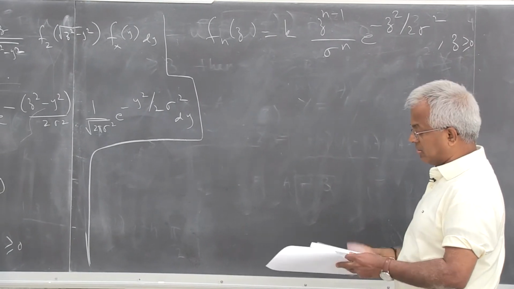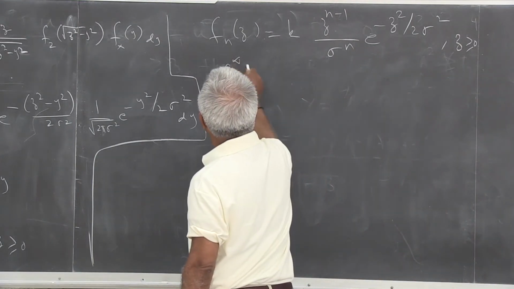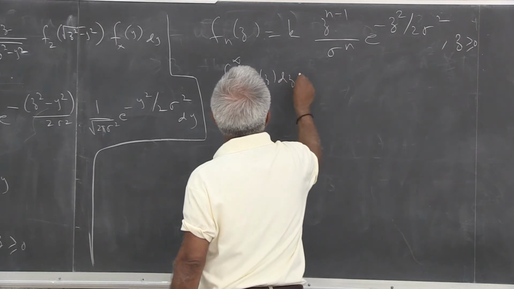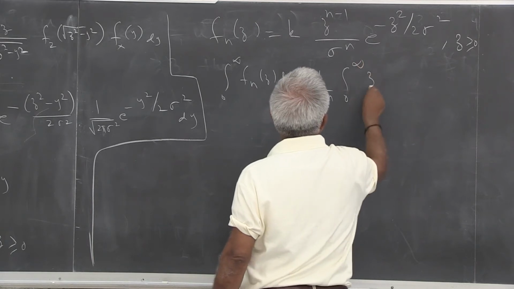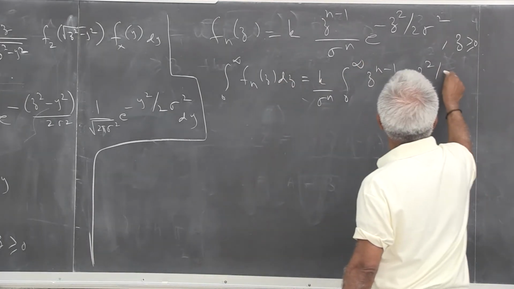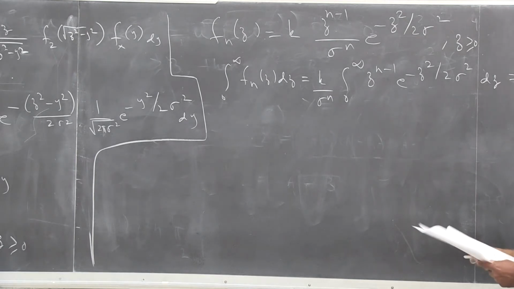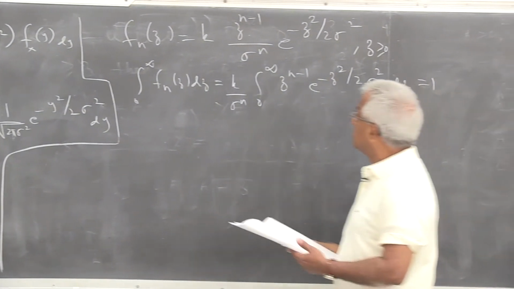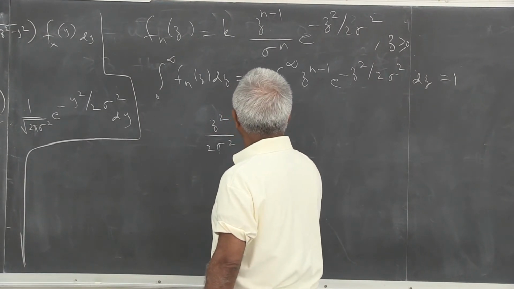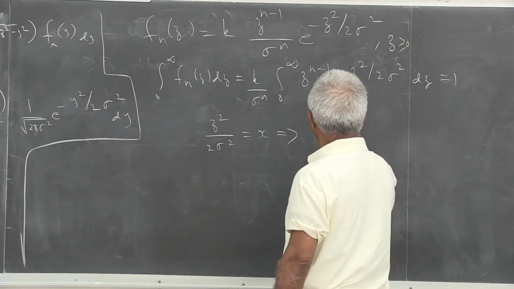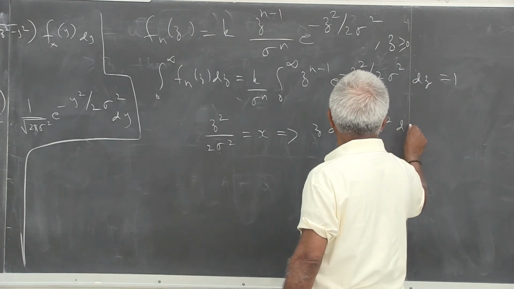So finally the only job that remains is to figure out the constant, but that's easy to find because the area under the density function is 1. So this is going to be k over sigma to the n, integral 0 to infinity of z to the n minus 1, e raised to minus z squared over 2 sigma squared dz, should be equal to 1. We can use this identity. So the obvious substitution is z squared over 2 sigma squared equal to x. So we get z dz equal to sigma squared dx.